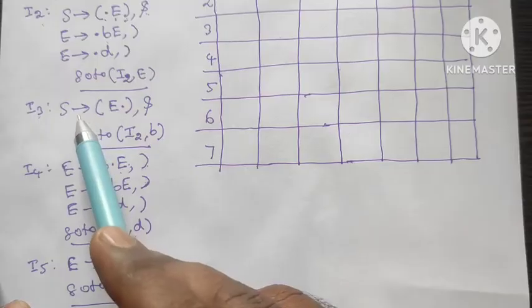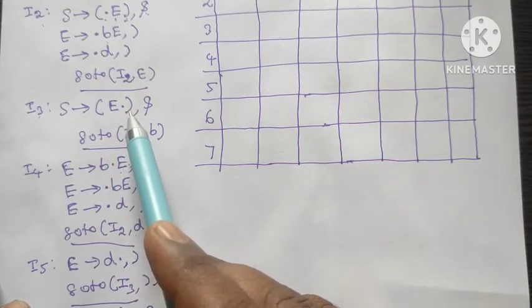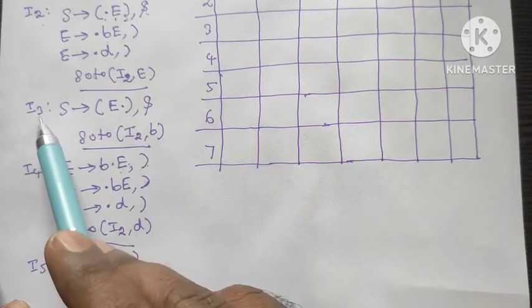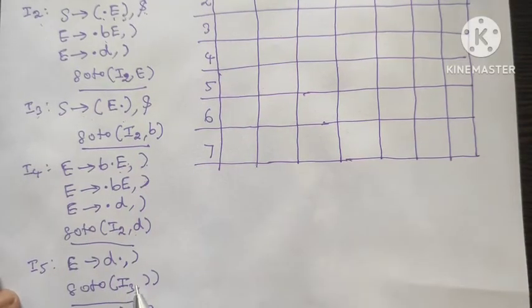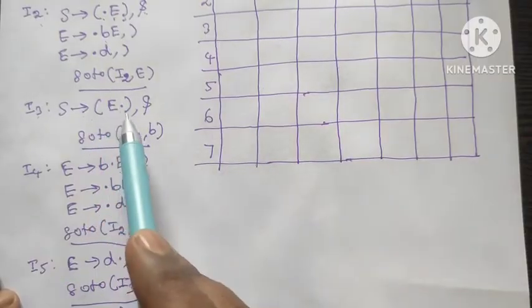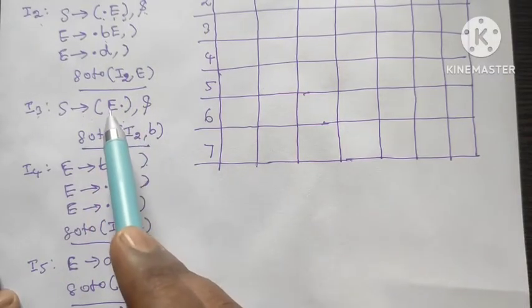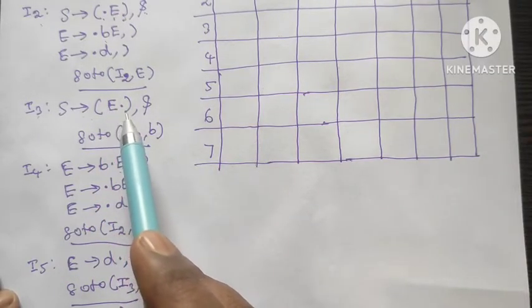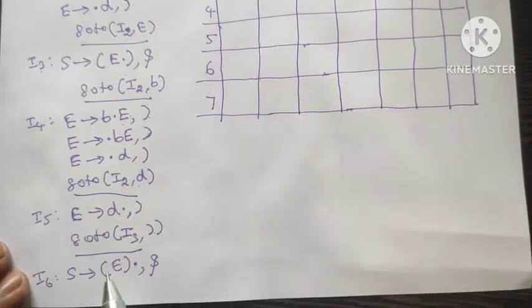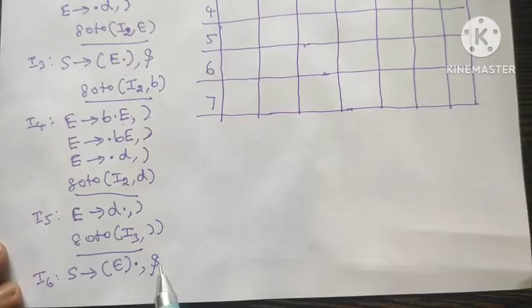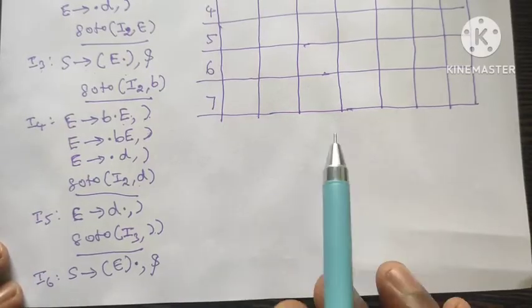Now come to item set 3. In item set 3, the dot is before a close bracket here. So goto of item set 3 comma close brackets. Place this dot one step on the right. So it will become open brackets E close brackets dot. So S tends to open bracket E close brackets and then dot dollar. So name this item set as item set 6.